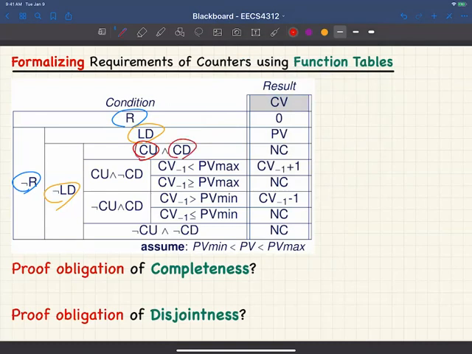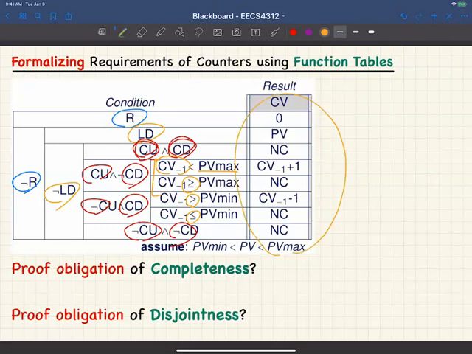It's 0,0; 0,1; 1,1; and 1,0, all four possibilities. And then over here, we also talk about the previous value of CV being less than or larger than or equal to. You just have different conditions laid out, so that's guaranteed to be complete and disjoint. Then you can just talk about what should be there, and we also document the assumptions over here. So that's the function table you can have to really help formulate the requirements.